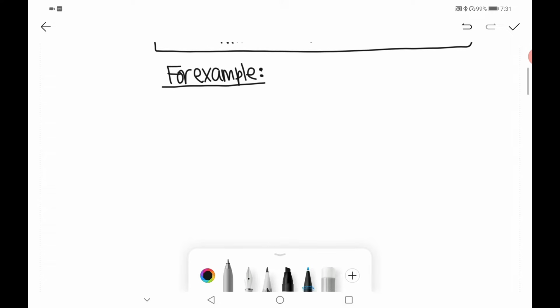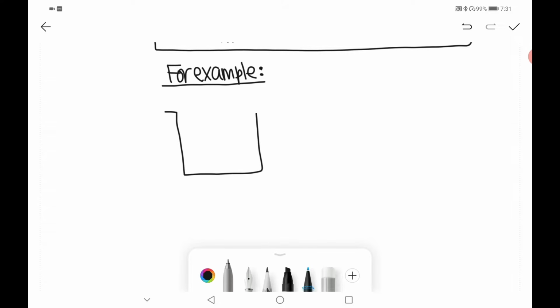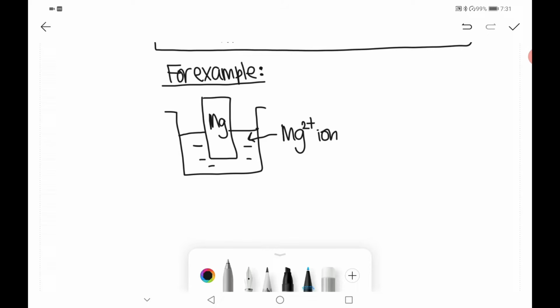The first one, let's say we have a beaker. In the beaker, we put a piece of metal. This metal is magnesium, Mg. The magnesium metal is immersed in a solution. This dotted line here is the solution, and this solution contains magnesium ion, Mg2+. Now, can we call this a half cell? Is this a half cell?